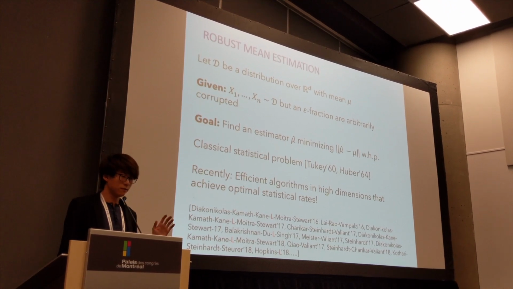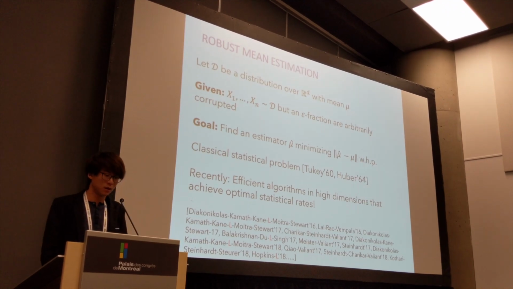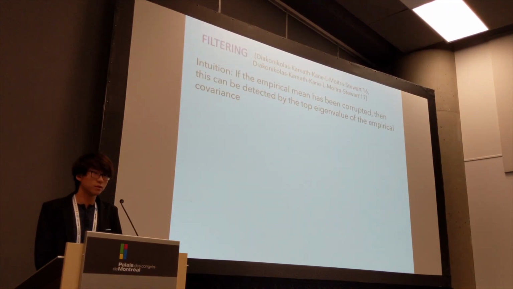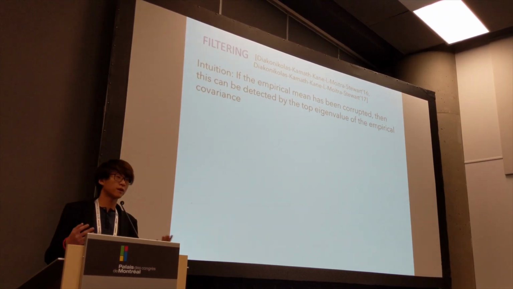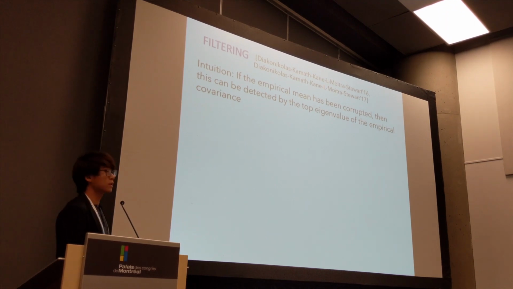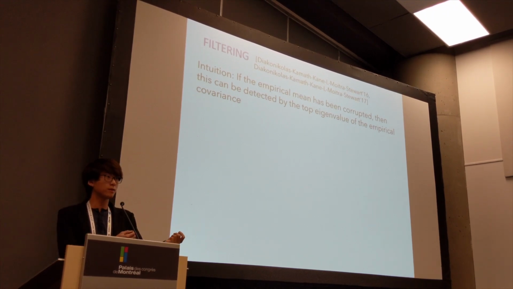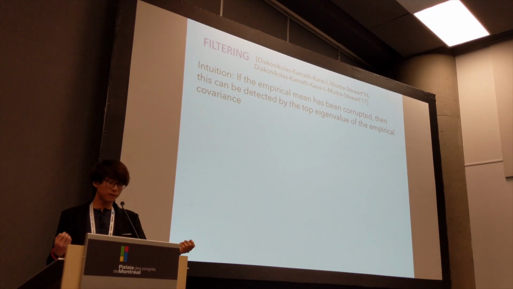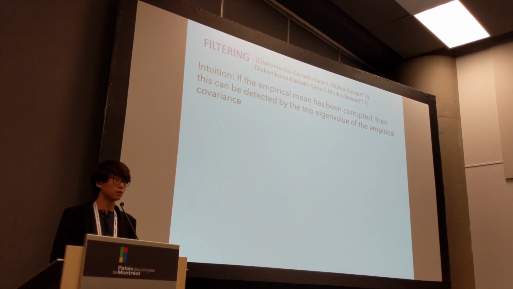But let me describe an important algorithm that came out of this, which will be very important for us later on, which we call filtering, which was introduced in the above two papers. The intuition for a large fraction of the algorithms that have recently come out for this problem is that if the empirical mean of our data set has been corrupted, if it's far from the true mean of the distribution, and it's large enough, this can be witnessed by the top eigenvalue of the empirical covariance matrix. The top eigenvalue will be too large, larger than it should be.